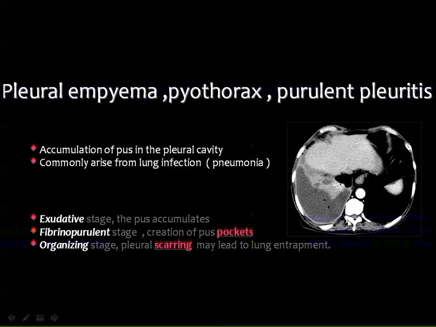Then the infected pleural collection passes into three phases or stages. Stage one is the exudative stage, where the pus accumulates, and this is the best stage for drainage. Then the fibrinopurulent stage, with creation of pus pockets, which is a difficult stage for percutaneous drainage of these collections. Then the organizing stage, where pleural scarring may lead to lung entrapment and the development of calcification as well.